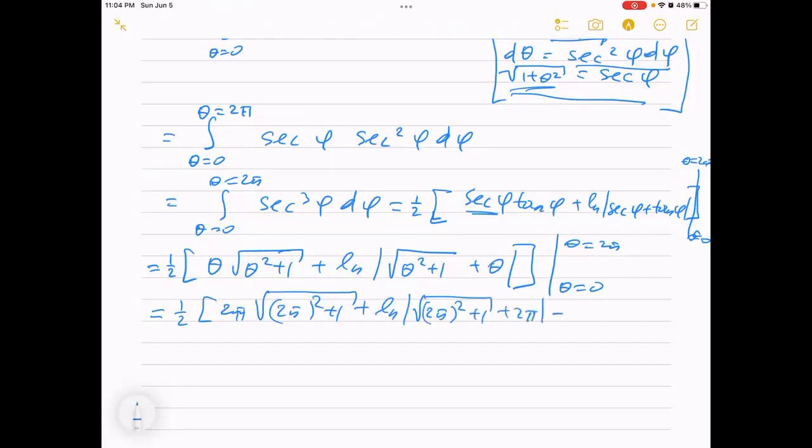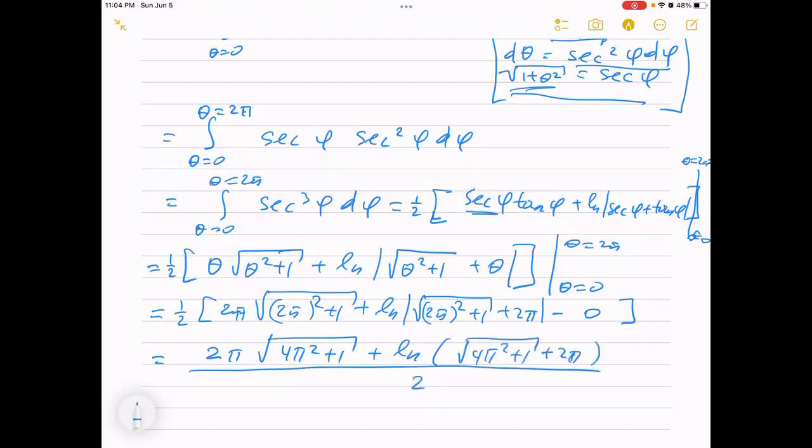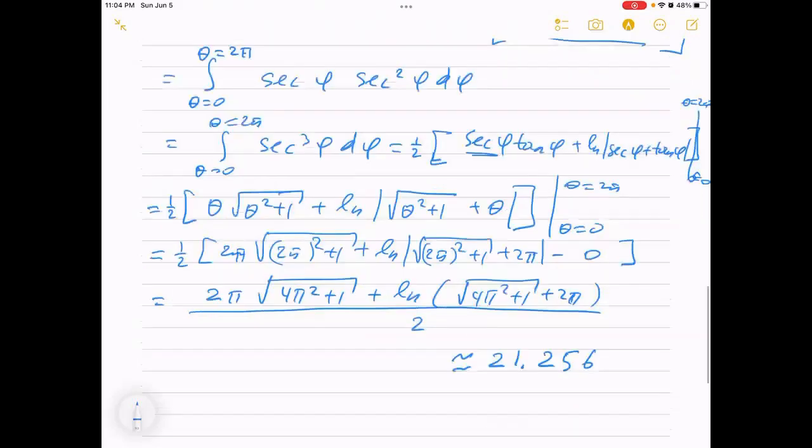minus the substitution at theta equals 0, which gives just 0. Simplifying that expression, we get 2 pi square root of 4 pi squared plus 1 plus the natural log of the square root of 4 pi squared plus 1 plus 2 pi, all divided by 2. Or if you like, approximate that expression: approximately equal to 21.256, to 3 decimal places.